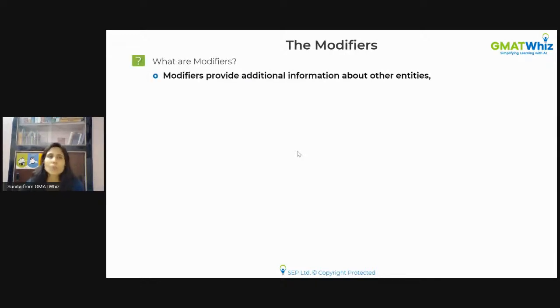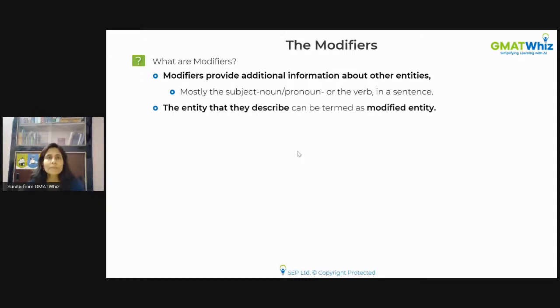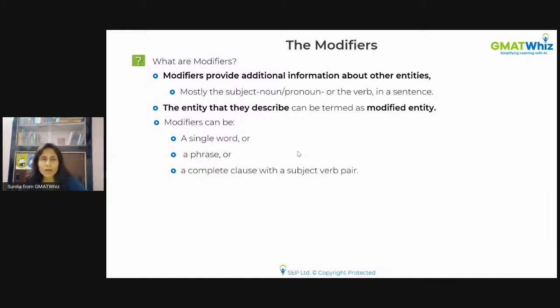When we talk about modifiers, what are they? They are basically providing additional information about the other entities in the sentence. If you look at the skeletal entities, they are basically the subject and the verb. So these modifiers provide us information either about the subject or the verb, okay? The entity that they describe is known as the modified entity, and we'll be referring to that a lot. Modifiers can be a single word modifying the entity, a phrase, or a complete clause, for example, the relative pronoun clauses which modify the noun.